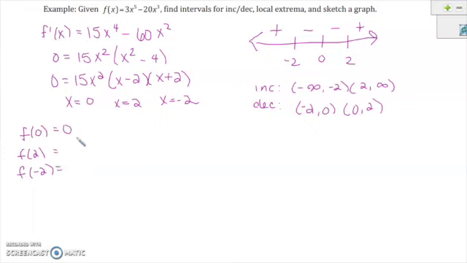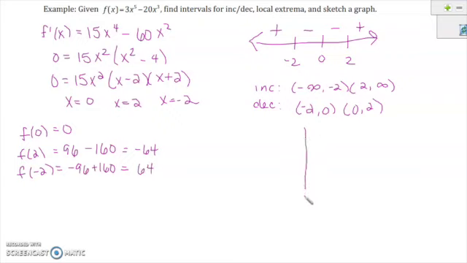F of 2, so that's going to be 96, because 2 to the 5th is 32, times 3 is 96, minus 160, because that's 20 times 8. So that's -64. And then f of -2 would be -96 plus 160. So that's +64. All right, so this is going to be an interesting looking graph here.